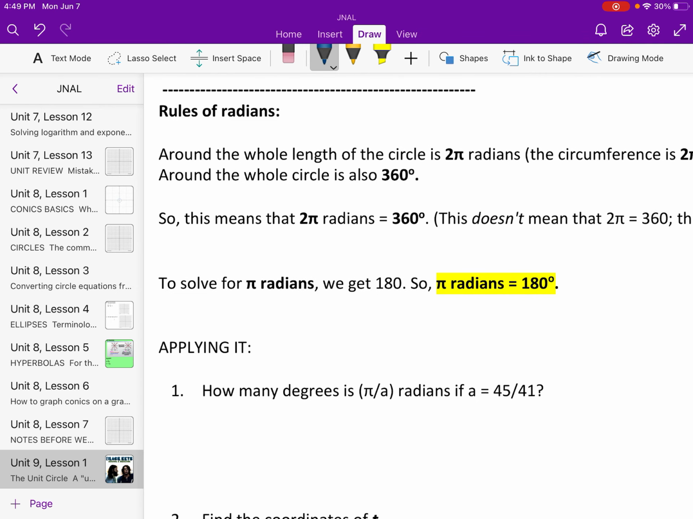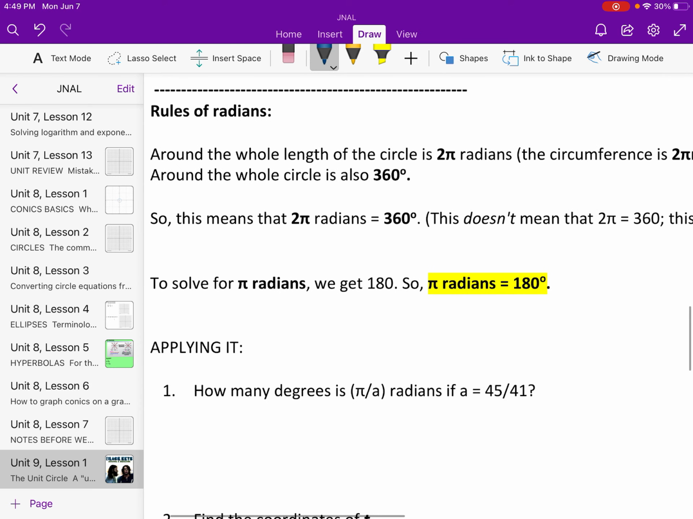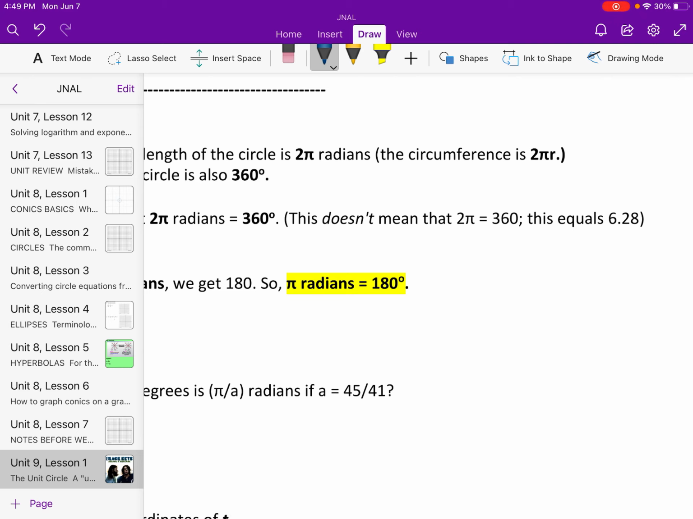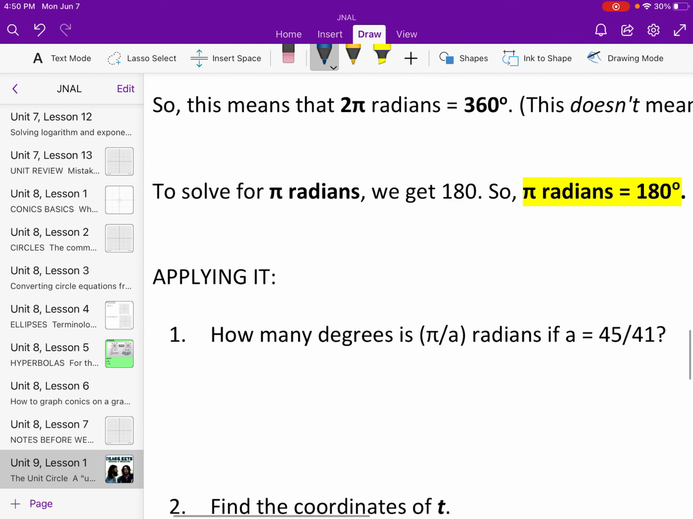So last thing to look at, rules of radians. So what is a radian? Radian just means the radius. So the whole length around the circle is 2 pi radians. And if radians means radius, that means 2 pi r. That makes sense because the circumference is 2 pi r, where r is radius. Also, in degrees, there's 360 degrees around a circle. So that means that 2 pi radians equals 360 degrees.